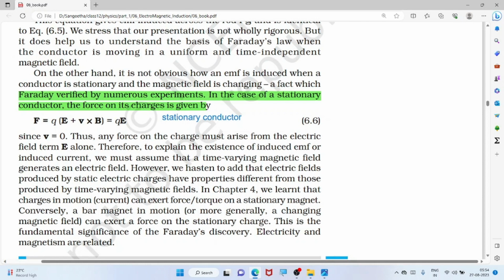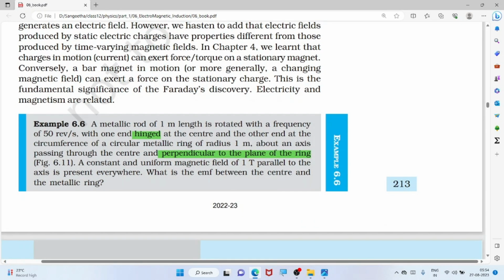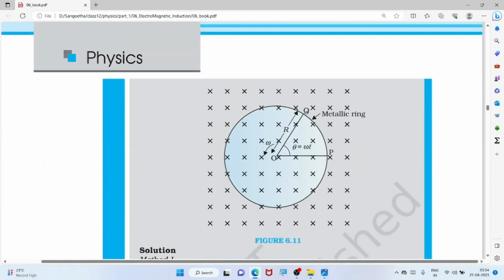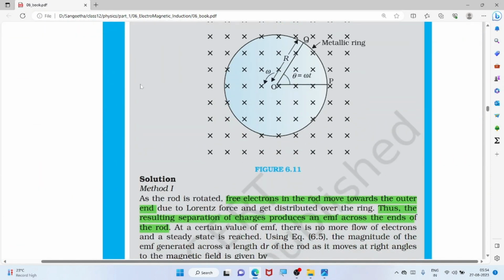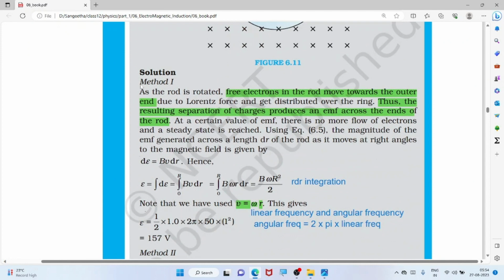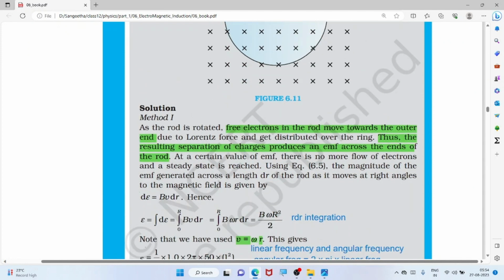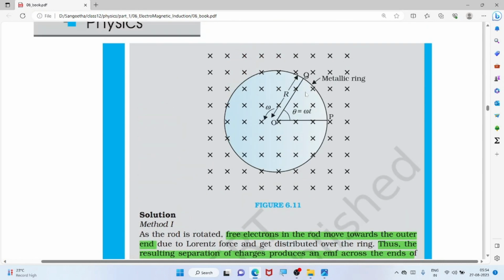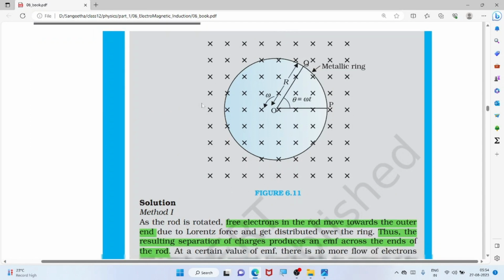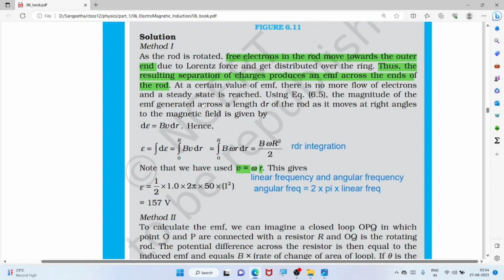For a stationary conductor, the force on the conductor is given by this formula, the Lorentz force. When you rotate a rod, the free electrons move towards the outer surface. That is why EMF is induced. When you rotate a rod along the ring like this, the free electrons move to the outer end of the rod. Thus, the resulting separation of charges produces the EMF.